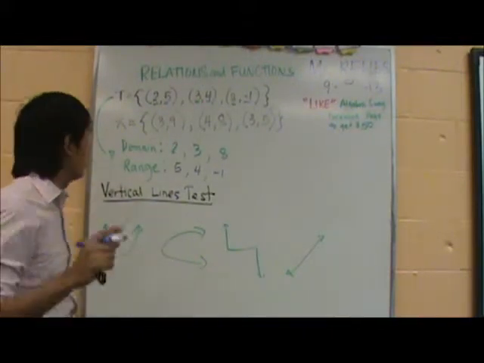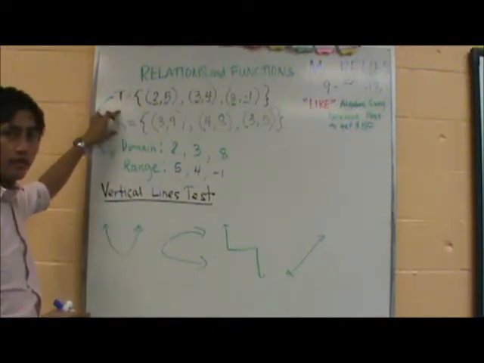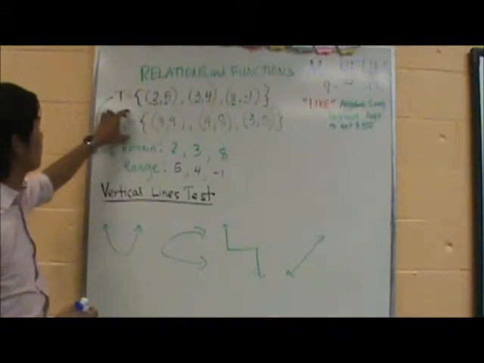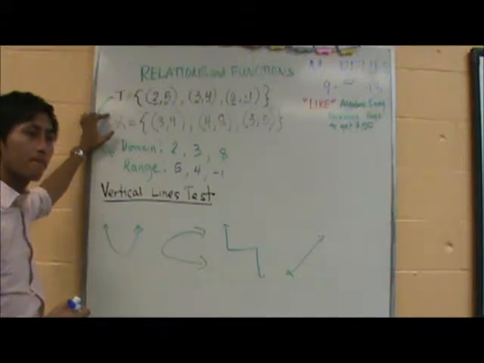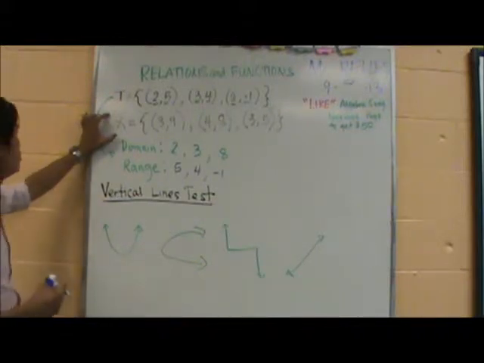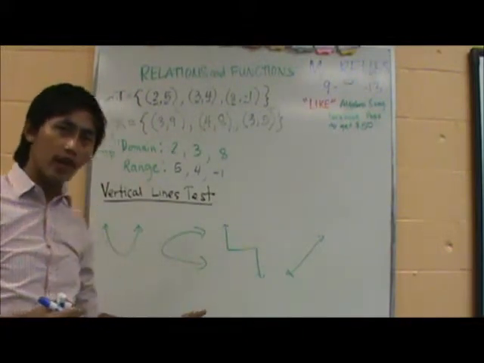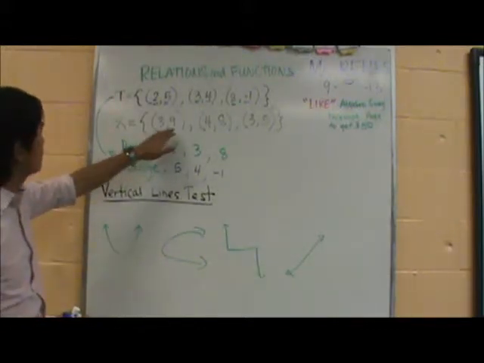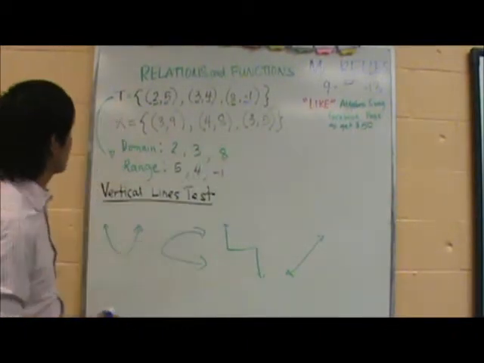Now this time, I want you to challenge yourself by finding the domain of set X. I'll give you 5 seconds to do that. Now find the range this time of set X. Did you get 3, 4, and 3 for your domain? If you got it, then you're right. For the range, you should have gotten 9, 8, and 5.